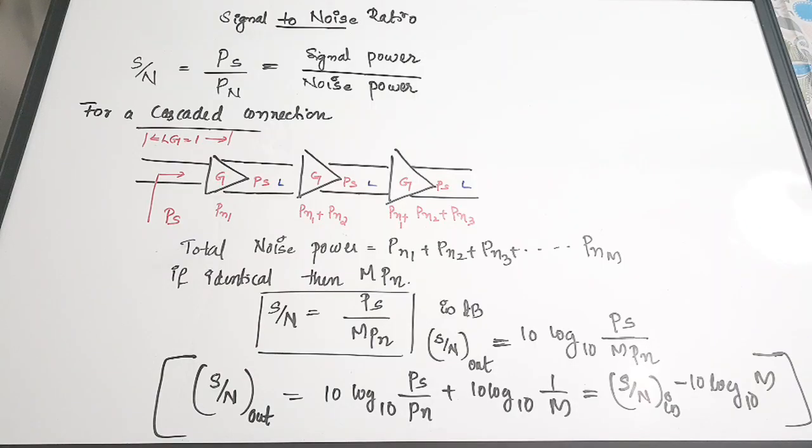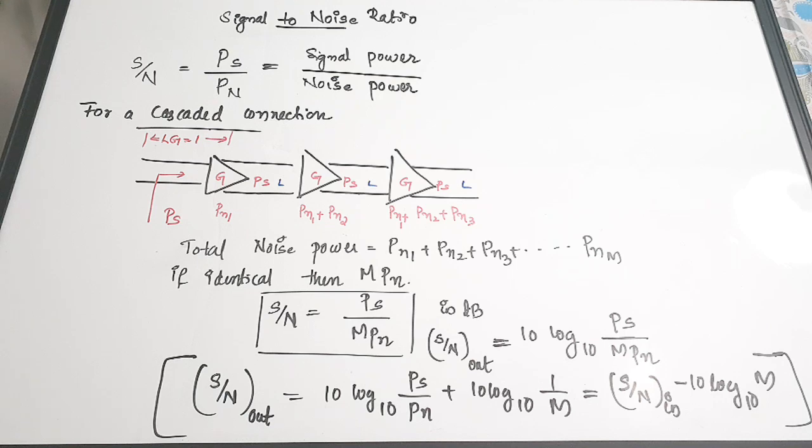So in today's video we are going to discuss the signal to noise ratio in communication systems. We'll be seeing the signal to noise ratio in cascaded connections. We'll also be discussing topics like noise factor, Friis formula, all those things. Okay, so this is a quick revision video of the noise topic in communication systems. First we are going to see the signal to noise ratio.